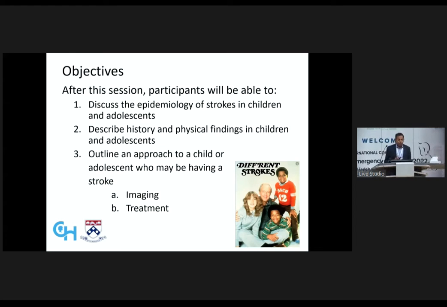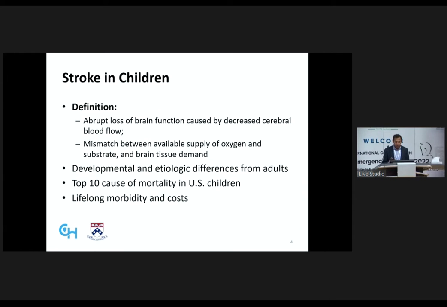We are going to talk about the epidemiology of strokes in children. So are they worth discussing? Are they so rare that we don't even need to talk about them much? How do they present? What are the historical findings, history and physical exam findings, and then outline an approach to a child with stroke?